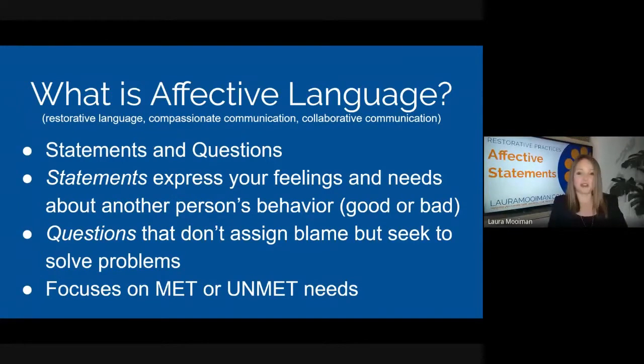Questions, when we talk about affective questions, they're questions that we can ask in a certain way that don't assign blame and shame, but they solve a lot of problems. It's actually a rather efficient way. And then it focuses on met needs or unmet needs. And I'm going to give some powerful examples of how that works.